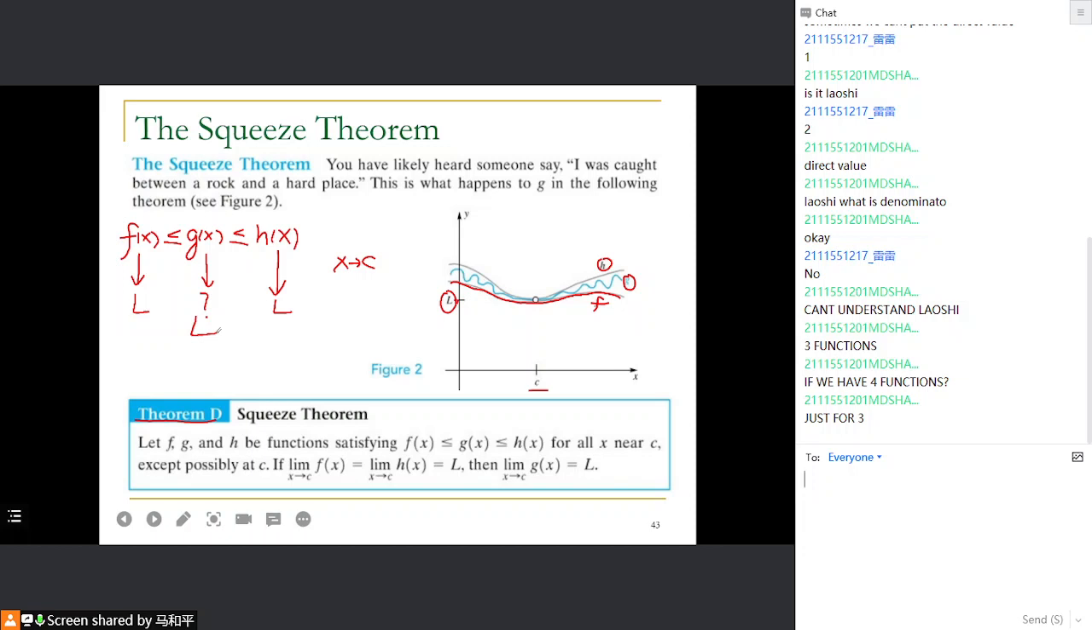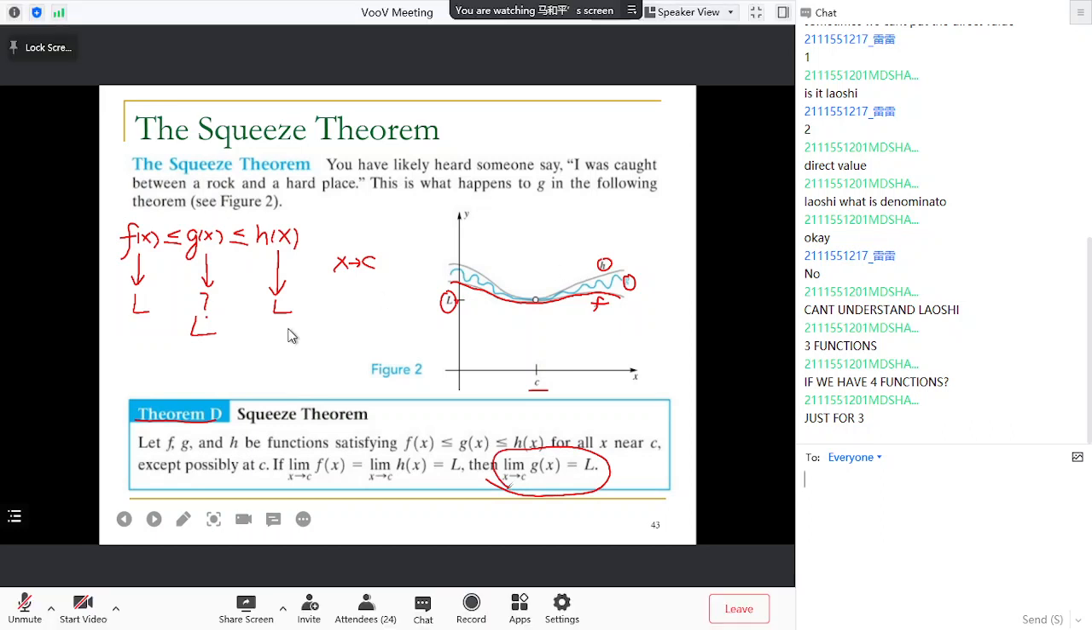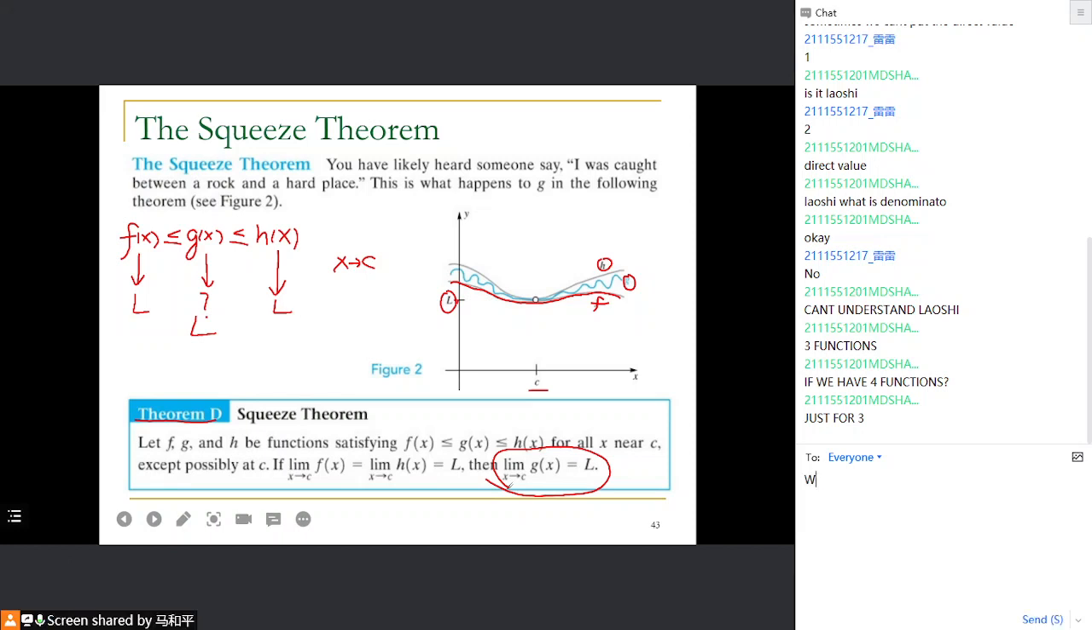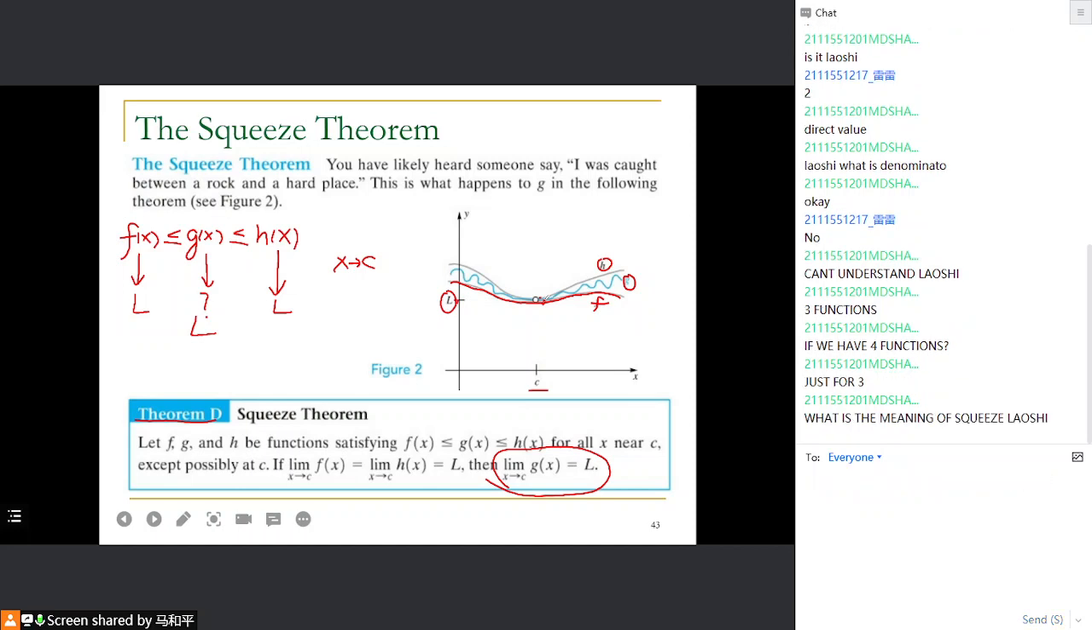This is called the squeeze theorem. Because f is near L, h is near L, and g is between them, g is near L. We can think of it like this, almost. From this, maybe we can understand it. What's the meaning of squeeze?